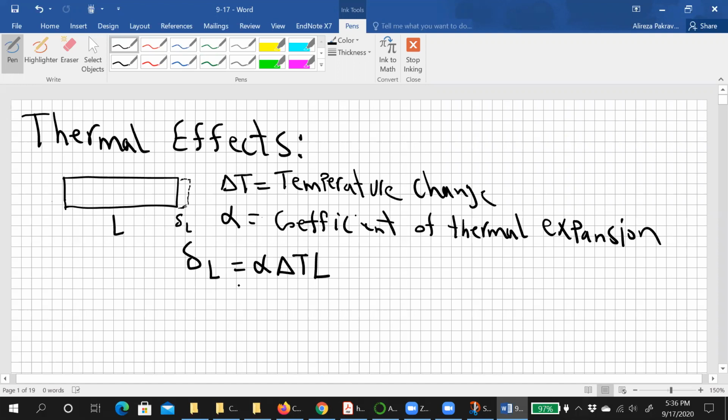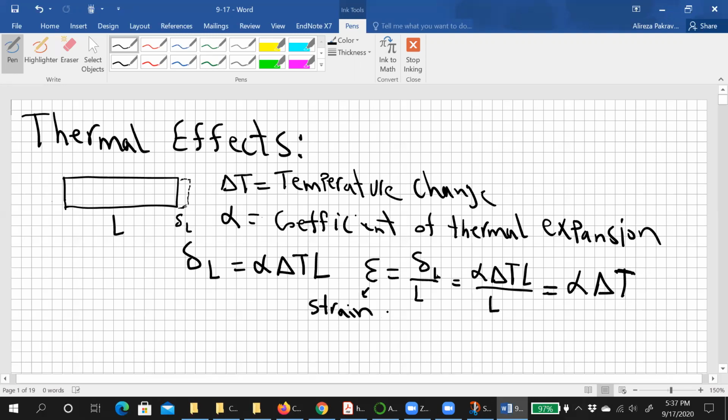Now back to the mechanics of materials, we talk about strain, and the strain is delta divided by L. So in this case, delta L divided by L would be alpha delta T. We may not ask you to calculate the strain, but in case you are asked what the strain is when we have a thermal effect, the strain will just be alpha times delta T. That's the formula for strain, where I just substituted alpha delta T L for delta.